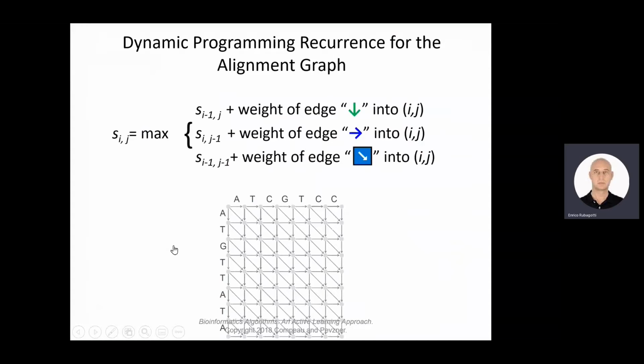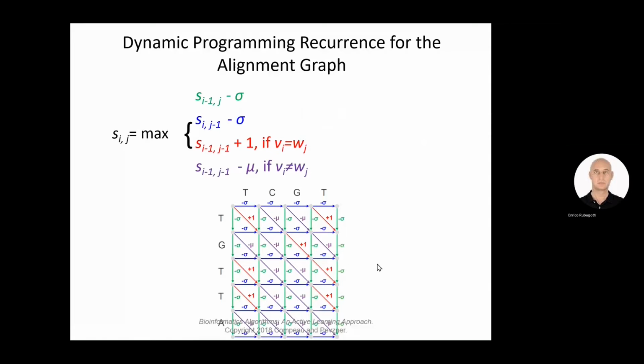Now we continue to investigate the dynamic programming recurrence. For each node, I'm going to select its predecessor using the value of the node plus an arc. So in this generic matrix, for each node, I have the maximum between 4 values.